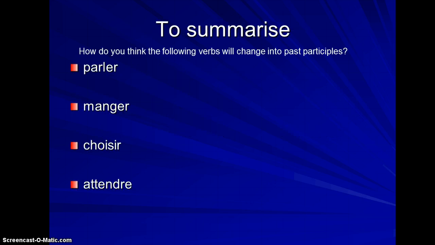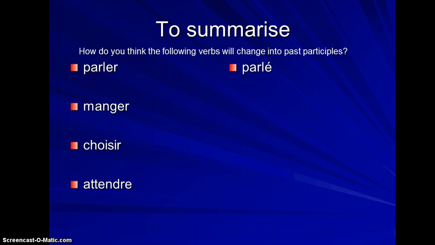So to summarize, how do you think the following verbs will change into past participles? Looking at the verb parler, to speak, the first thing we notice is it ends with the letters ER. So we take off the ER and we add an E with an accent. Parler sounds the same, but it's spelled differently. Manger, again, it ends with the letters ER. So what do you think you're going to do?